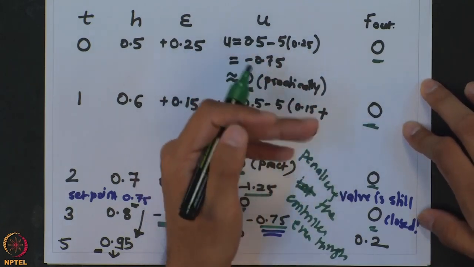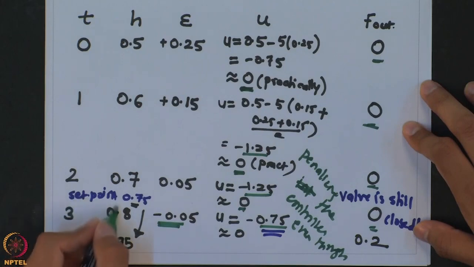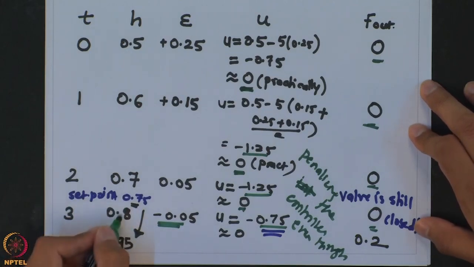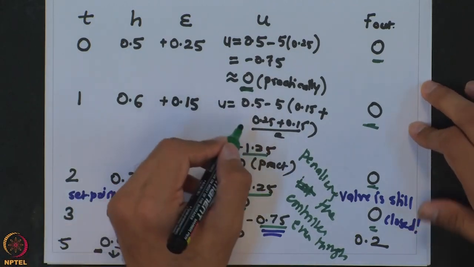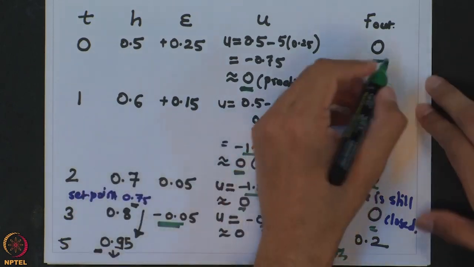So that is not correct. So that is the reason why you get such a high offset from the current value, and this particular thing is happening because the control valve is saturated.